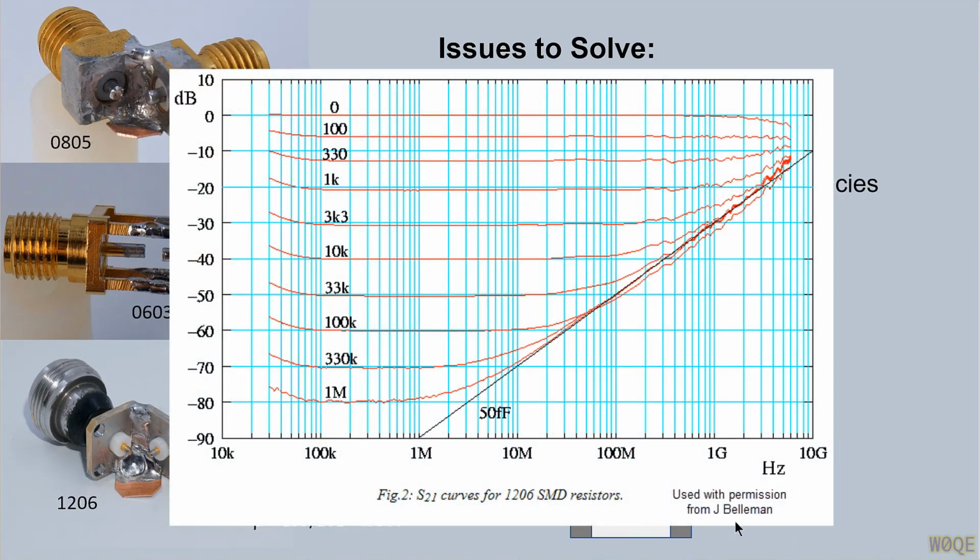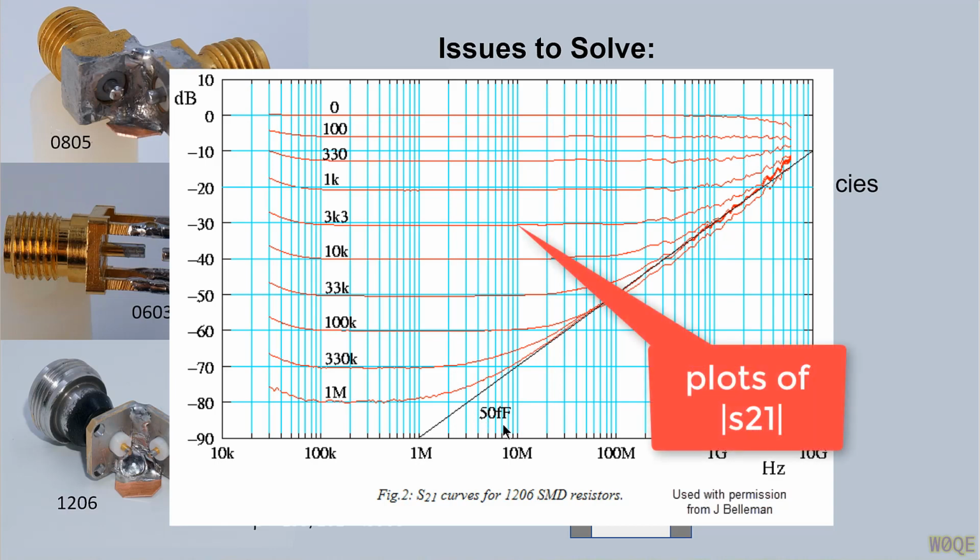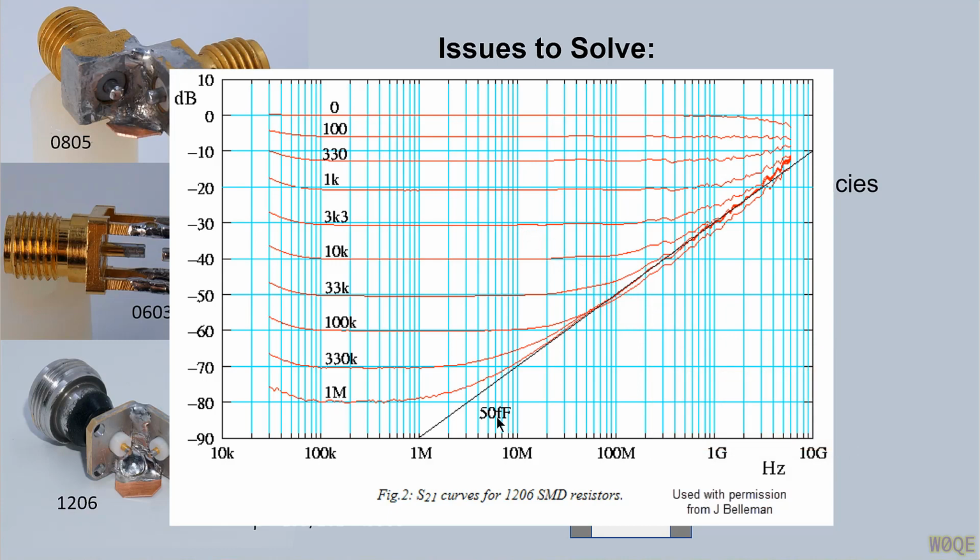This graph was done by a guy I know in France, but he did it very, very carefully, and he did it for a lot of different component values. They were all 1206 resistors, and what we see is every one of these resistors ends up asymptotically going along this line. This line is equivalent to 50 femtofarads or 0.05 picofarads. You can do that measurement yourself, and it's actually kind of fun to do. It doesn't take a very high-priced VNA to do. It can be done with pretty simple VNAs provided you've taken care in calibrating them.